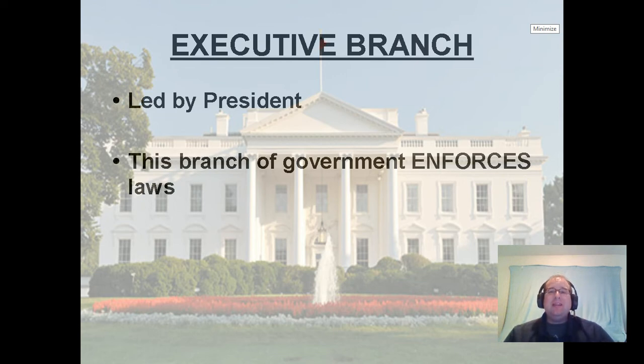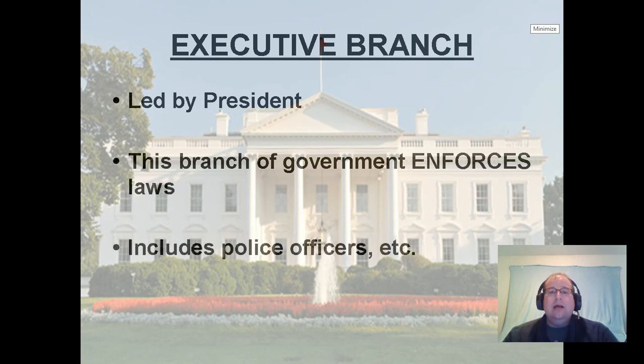So if you remember in the video, the president has a right to sign the law and approve it, or he can veto it, or say, no, this is not a good law, and send it back to the legislative branch for reconsideration. And this branch also includes police officers, lawyers, people to help keep the laws enforced.